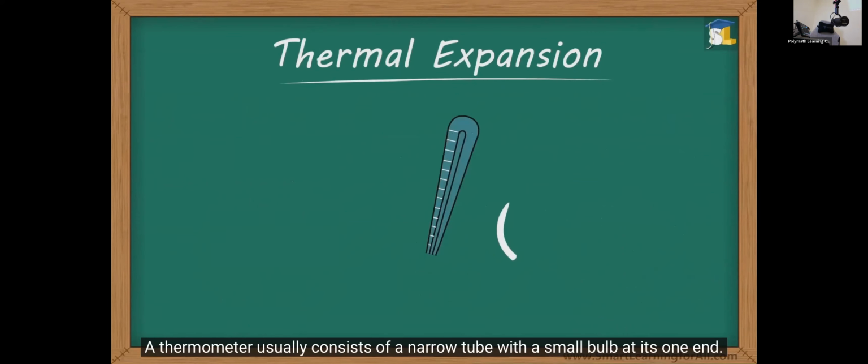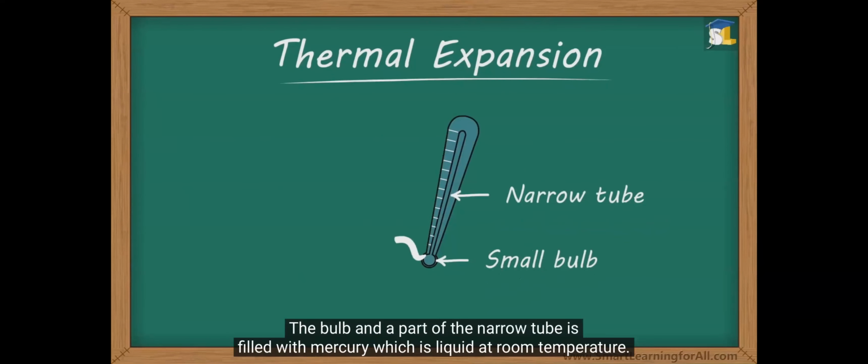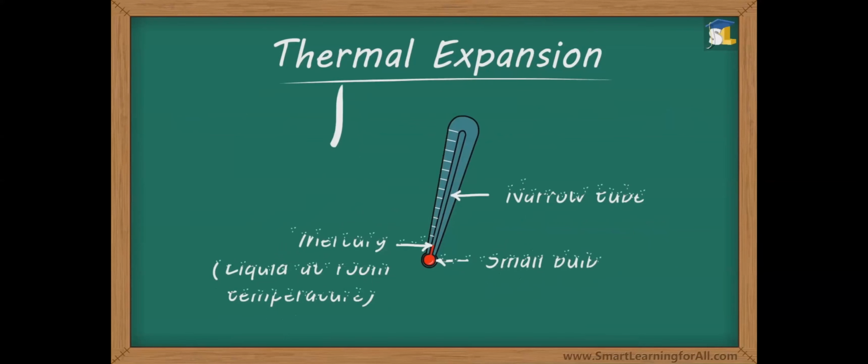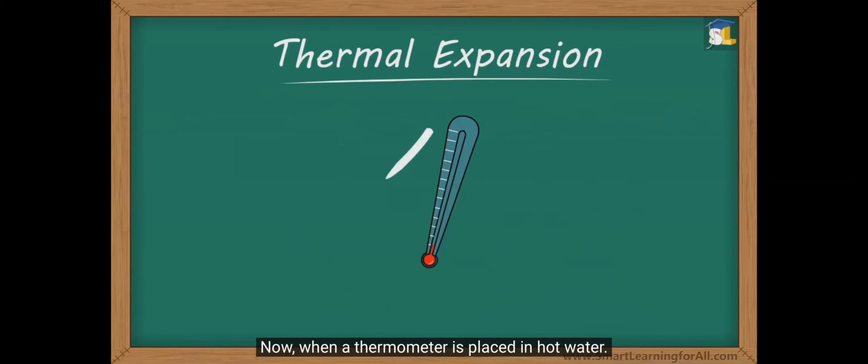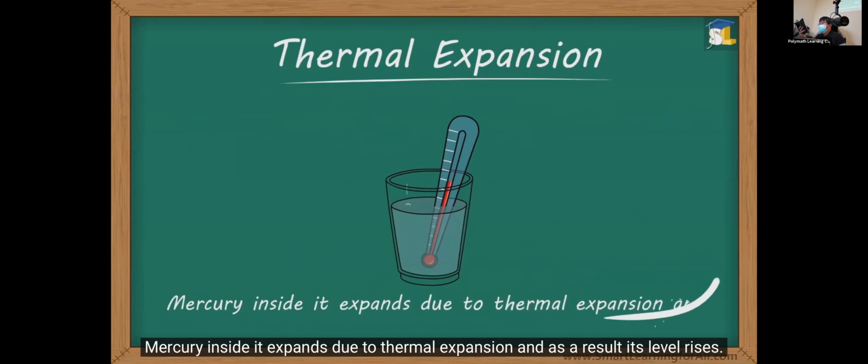A thermometer usually consists of a narrow tube with a small bulb at its one end. The bulb and a part of the narrow tube is filled with mercury, which is liquid at room temperature. Now, when a thermometer is placed in hot water, mercury inside it expands due to thermal expansion, and as a result, its level rises.